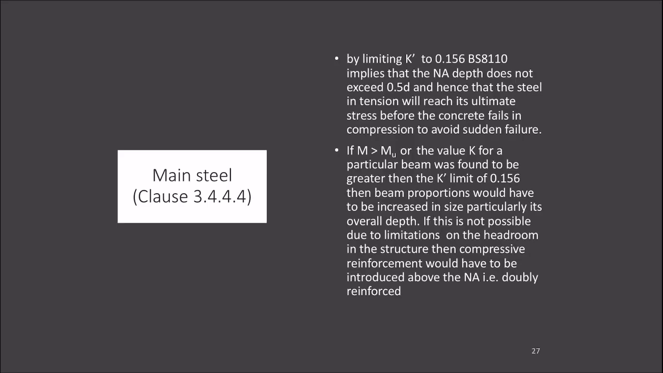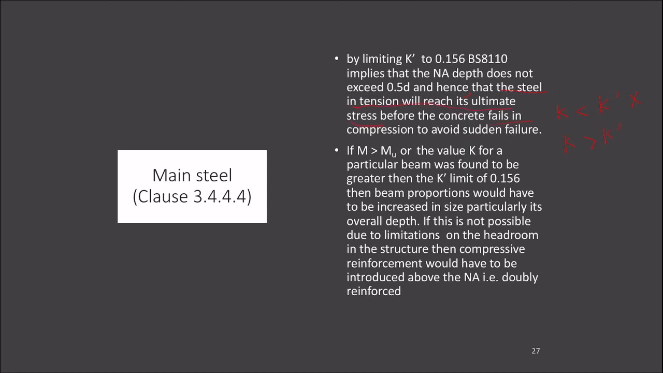By limiting K prime to 0.156 in BS 8110 implies that the neutral axis depth does not exceed 0.5D and hence that the steel in tension will reach its ultimate stress before the concrete fails in compression to avoid sudden failure. So senang cerita, kalau K awak ni less than K prime, maksudnya takkan fail. Sudden failure. Kalau K lebih daripada K prime, okay, dia akan still in tension, we reach its ultimate stress. Okay, jadi dia akan fails in compression and akan fail lah.